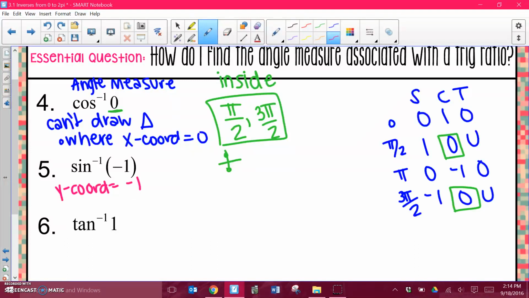Okay, -1. So again, you can either think about your unit circle and you want to know where y is -1, which would be down here at 3 pi over 2, or you go look in your sine column, go find that -1, and that would be at 3 pi over 2. Now you notice here there's only one answer. That's because there's only one place on your unit circle where the y coordinate can be -1. Okay, so most of the time you'll have two answers, but occasionally you will have only one answer.